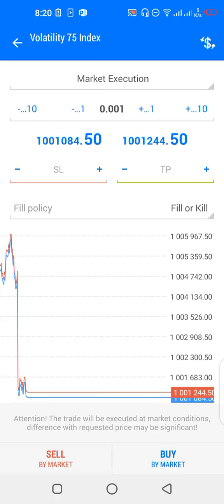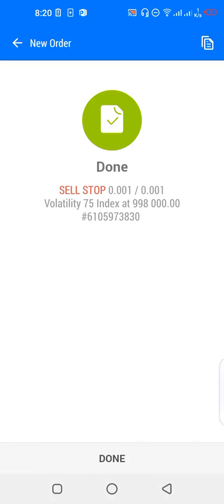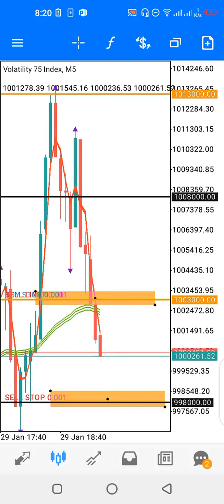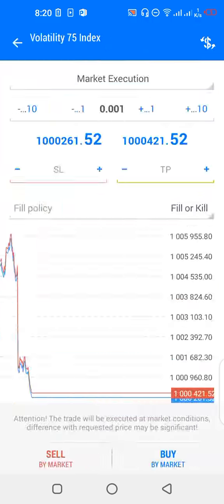Afterwards, I'll be setting the sell stop here and the buy limit there, at 998000. Sell stop and buy limit. I'll be at 998123. That's my sell stop, and I'll be having the buy limit at that point, 998123. So that's it. I have 4 pending orders. I have the buy stop and the sell limit above, which is around here, and I have the sell stop and buy limit below, which is around here.